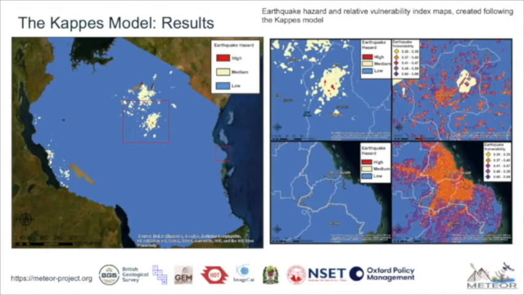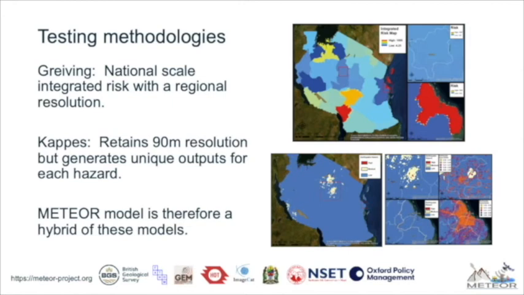In this test study, we used two different methodologies to assess multi-hazards and exposure in Tanzania. Whilst the kriging method allows us to assess the national scale integrated risk, the finest resolution of the final product is only regional. The CAPS methodology provides the ability to retain the 90-meter resolution of the original data, and therefore produces greater detail for assessing exposure. This method, however, generates unique outputs for each hazard, and it is therefore not possible to assess the integrated multi-hazard risk. We therefore developed a model in the Meteor project that is a hybrid of the two presented here.